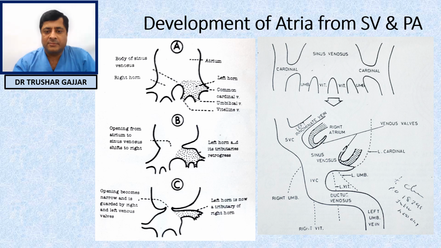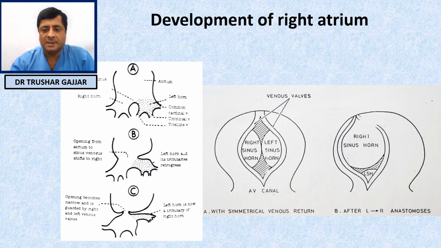We will see further development of both horns. So initially both horns are of equal size. So you can see left and right sinus horn in the heart tube. Slowly and progressively the left horn starts regressing. So the right horn becomes prominent and comes in the center.